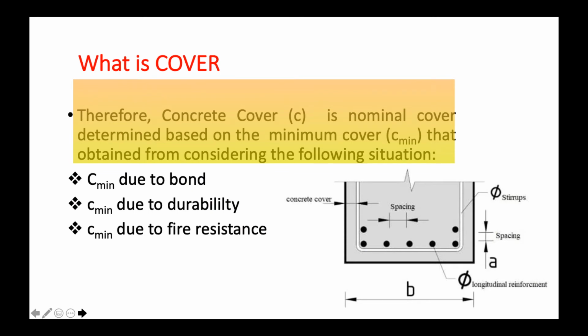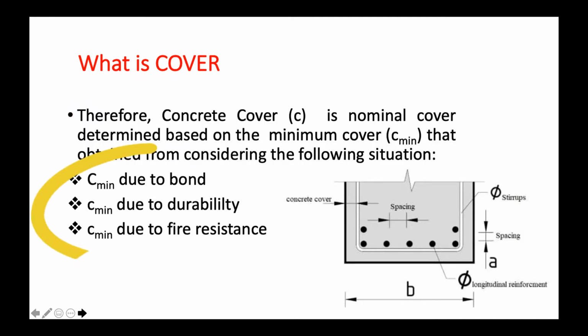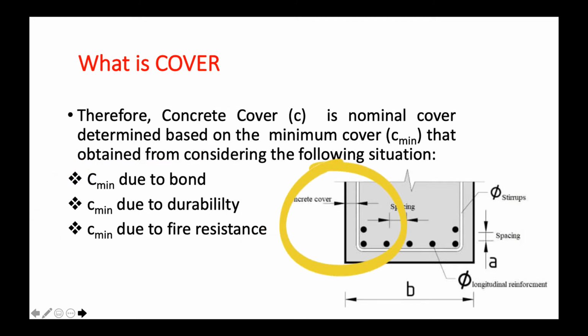Concrete cover is also called nominal cover, which is based on the minimum cover from the three following parameters. The first one is minimum cover due to bond. The second one is minimum cover due to durability. And lastly, minimum cover due to fire resistance.